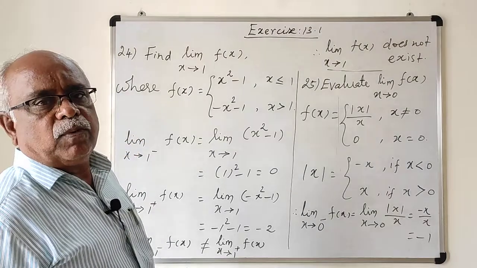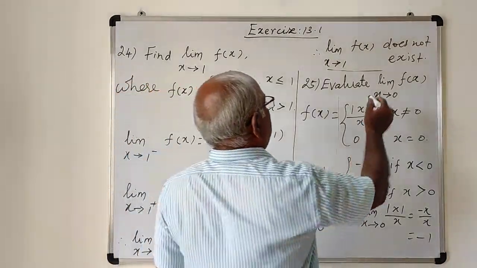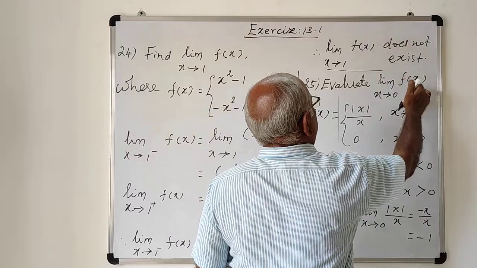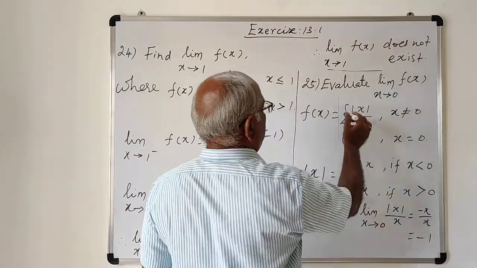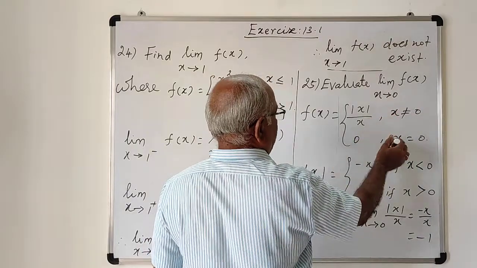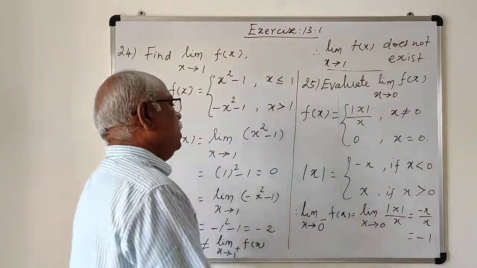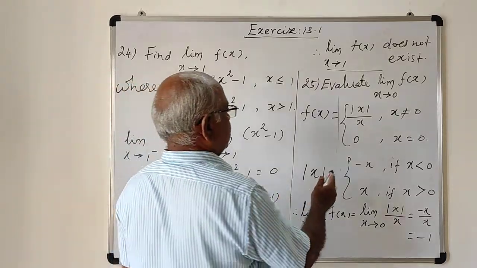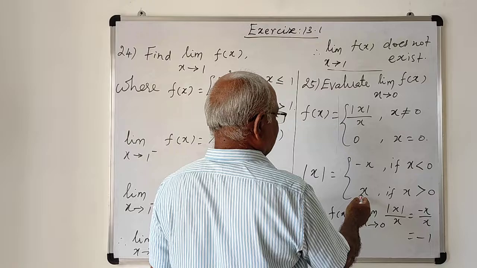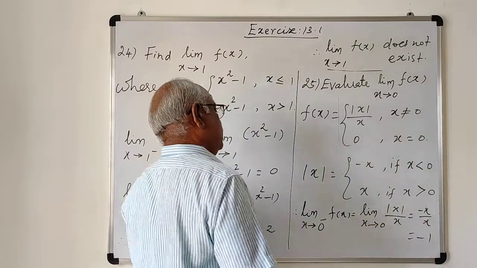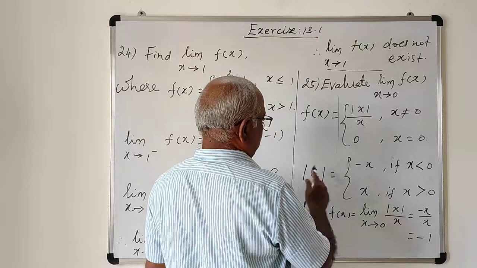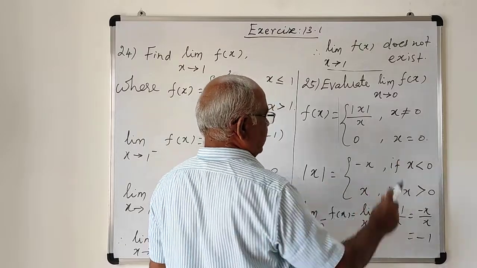Come to the 25th problem. Evaluate limit x tends to 0 f of x. Here also f of x is defined by modulus of x by x when x is not equal to 0, and 0 when x is equal to 0. The definition of mod of x is minus x when x is negative, and mod x is x if x is positive.